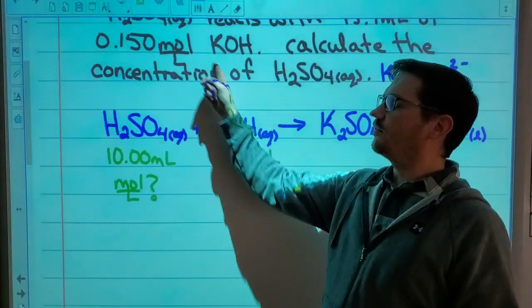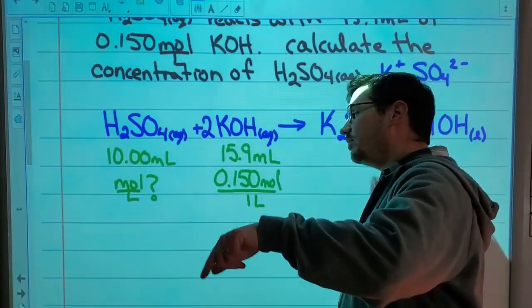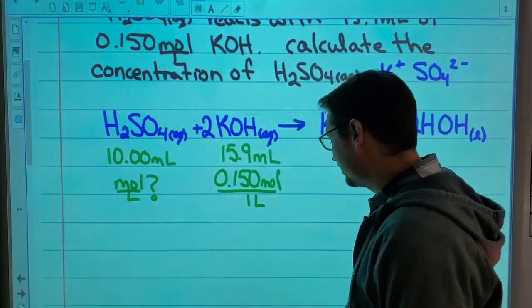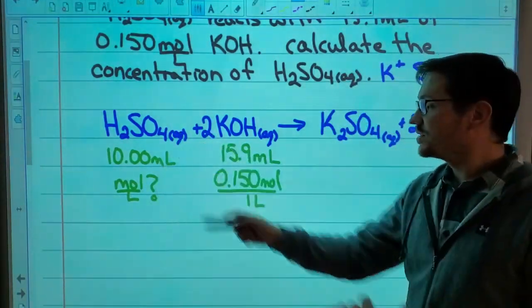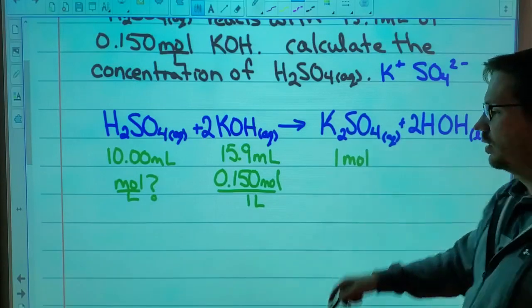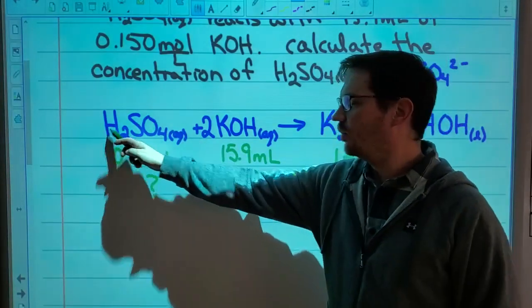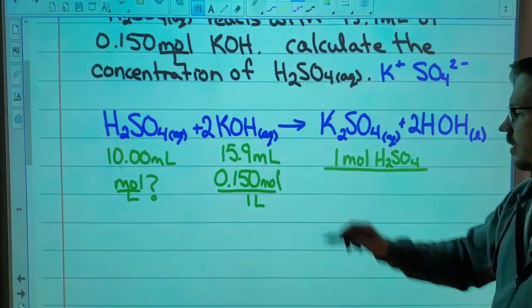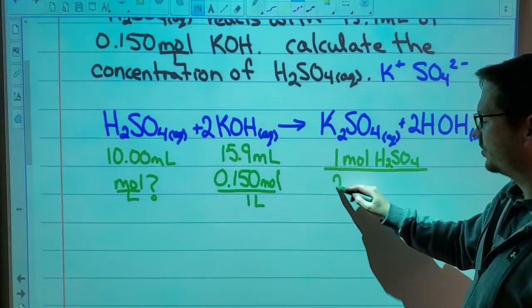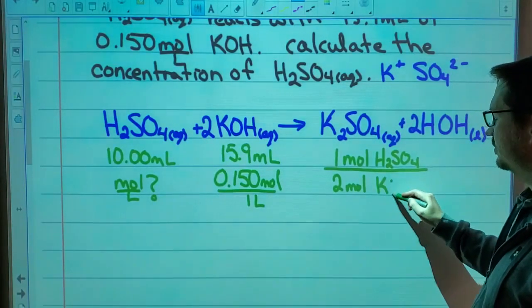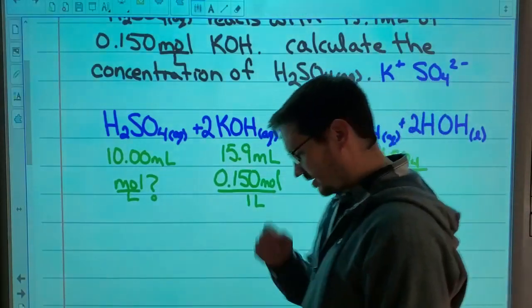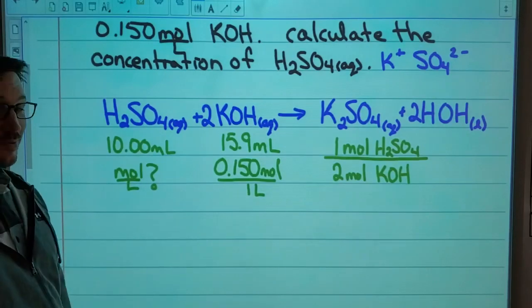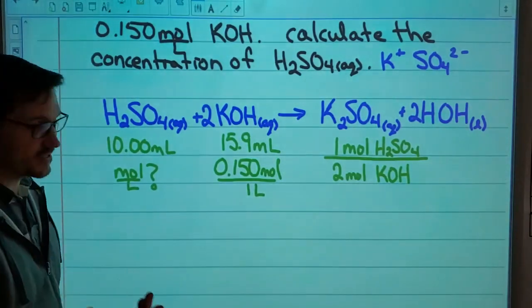And then how do we convert from one substance to another? Say it with me. We need the molar ratio. Whatever, that's fine. Okay. Molar ratio. So our molar ratio is going to be 1 mole. It's our unknown. So 1 mole of H2SO4 over 2 moles of potassium hydroxide.